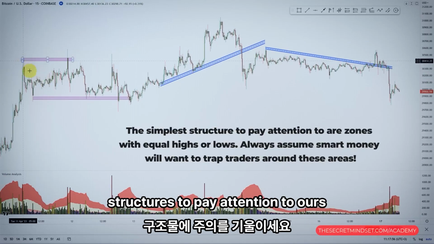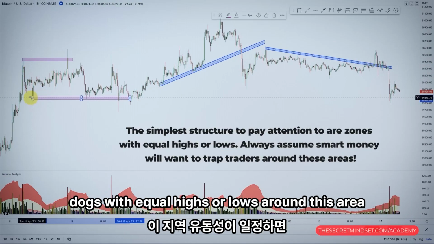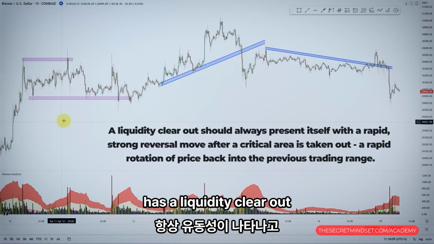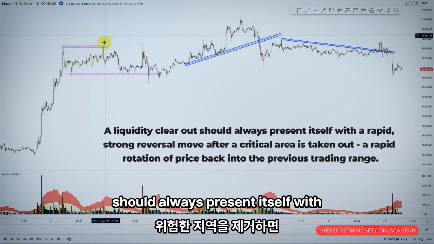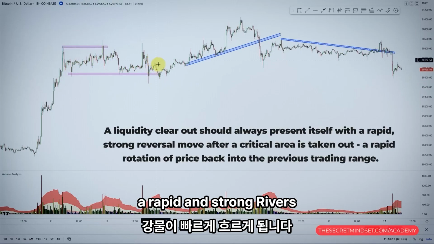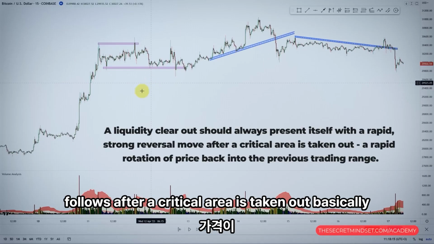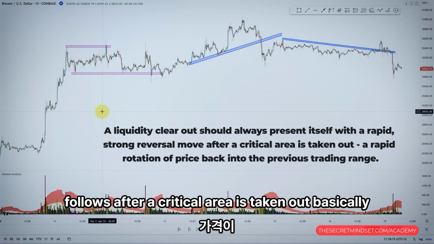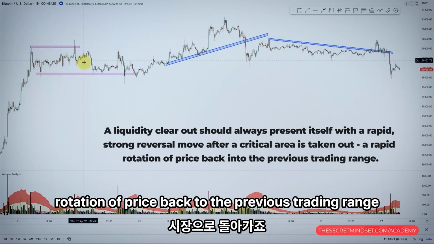The simple structures to pay attention to are zones with equal highs or lows. Always assume that smart money will want to trap retail traders around these areas. The liquidity clearout should always present itself with a rapid and strong reversal move after a critical area is taken out. Basically, a rapid rotation of price back into the previous trading range.